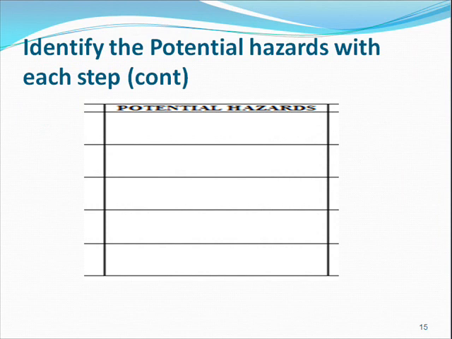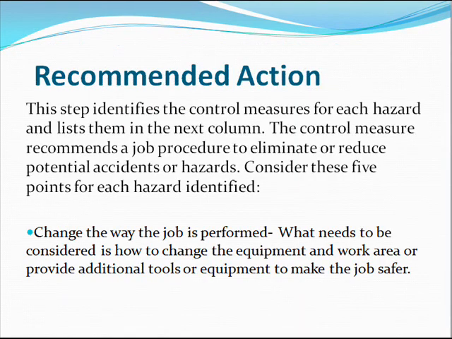Take a moment to view this section on potential hazards and how to document each according to the job function. Recommended action. This step identifies the control measures for each hazard and lists them in the next column. The control measure recommends a job procedure to eliminate or reduce potential accidents or hazards.